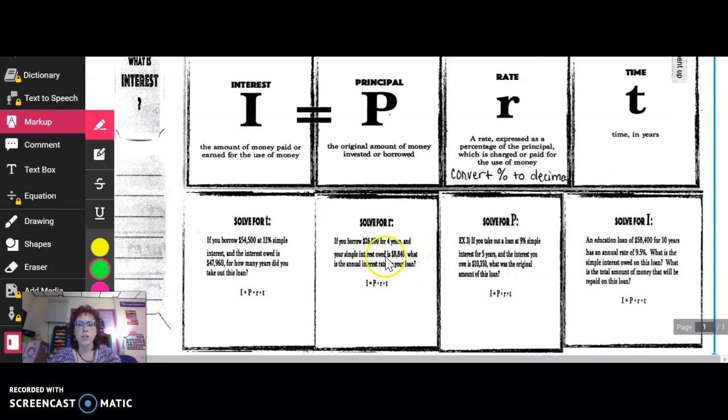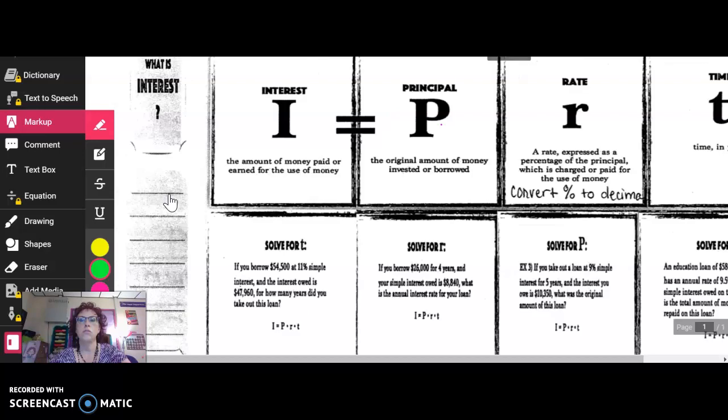Okay, these notes are going to be simple interest. We're going to talk about how to use the formula to solve for I, to solve for P, R, or T, and do several examples.